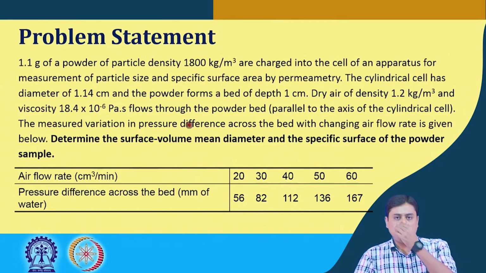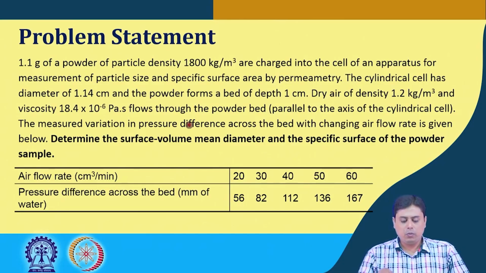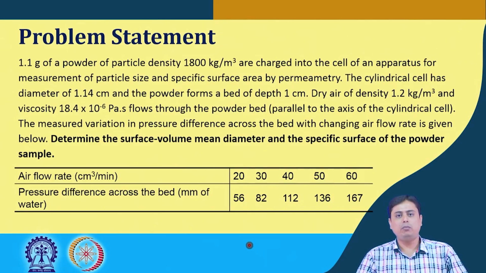Okay. Now I move on to the next problem, which is a bit interesting, and I would call it a multi-layered problem. The problem statement says that 1.1 gram of powder of particles with a density of 1800 kg per meter cube is charged into a cell of an apparatus for measurement of particle size and specific surface area by the permeametry method. We know what the permeametry method is. The principle of the permeametry method is essentially based on the Kozeny-Carman equation.